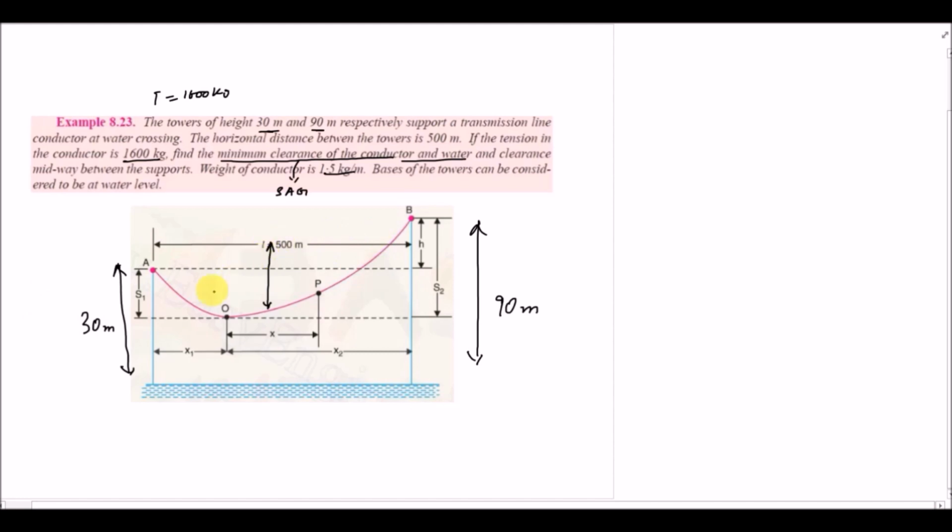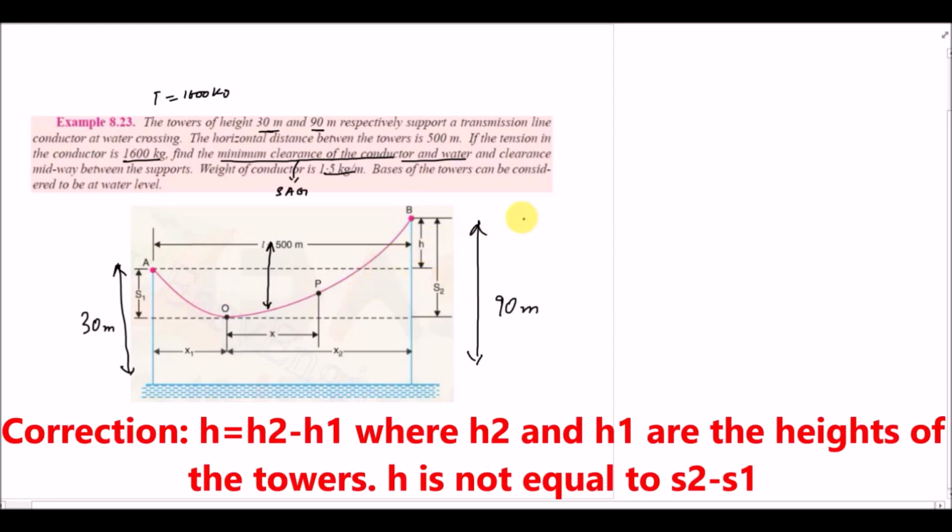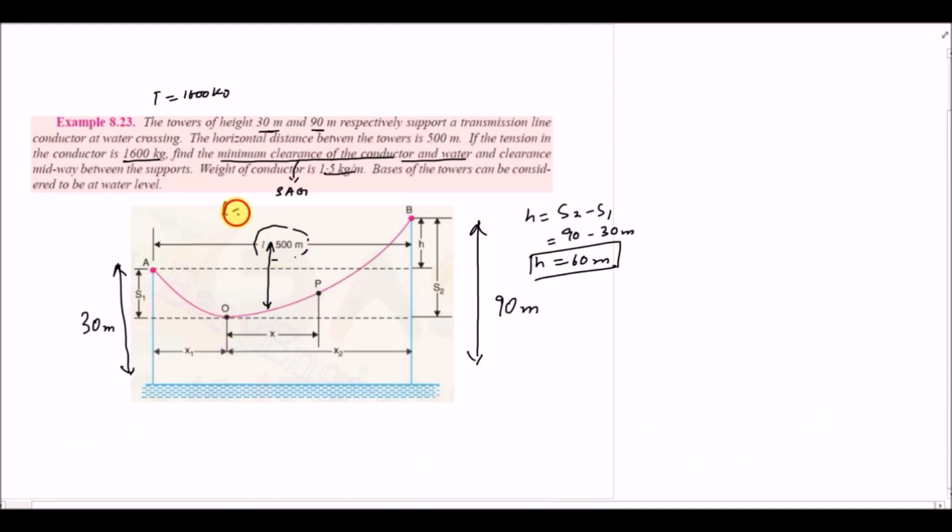First we have to find these values. The height h can be easily calculated from the figure. The h value is actually equal to s2 minus s1. So s2 is equal to 90 meter, s1 is equal to 30 meter, so it will be equal to 60 meter, right? The span is already given, it is L is equal to 500 meter, and that L is actually equal to x1 plus x2, right? It is equal to 500 meter.